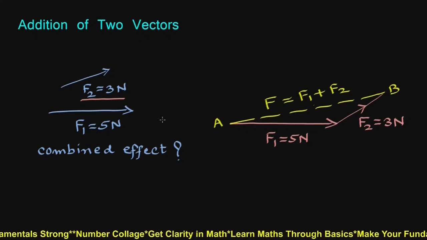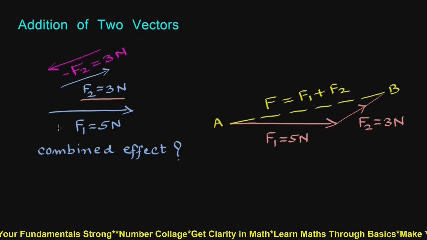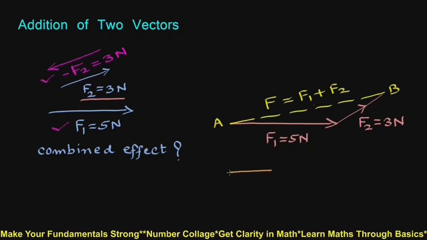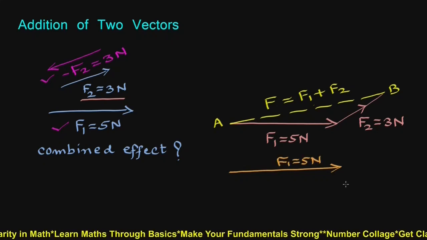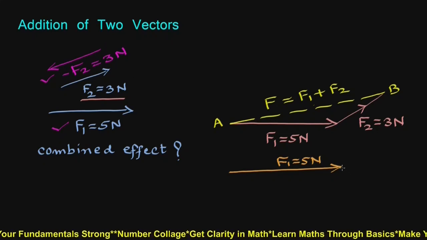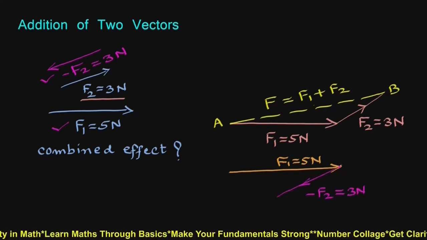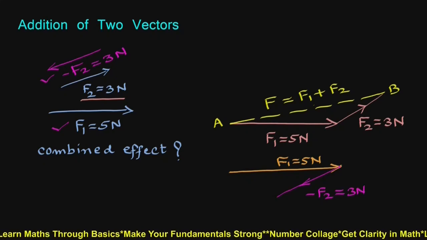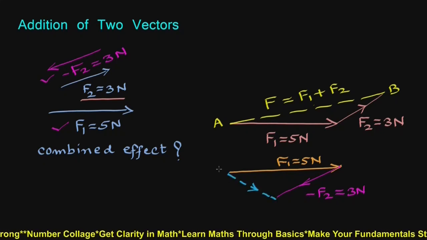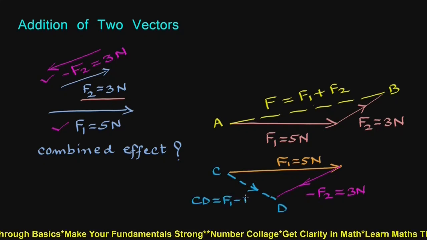Now suppose we consider the negative vector of F2, which will be minus F2 3 Newton, then we can add F1 5 Newton and minus F2 3 Newton like this. First we have to draw F1 as usual, then we have to draw minus F2, keeping in mind the initial point of minus F2 is to be kept at the terminal point of F1. So this is minus F2 3 Newton, and for the combined effect of F1 and minus F2 we have to join the initial point of F1 and the terminal point of minus F2. So this vector, say vector CD, gives us the addition of F1 and minus F2.